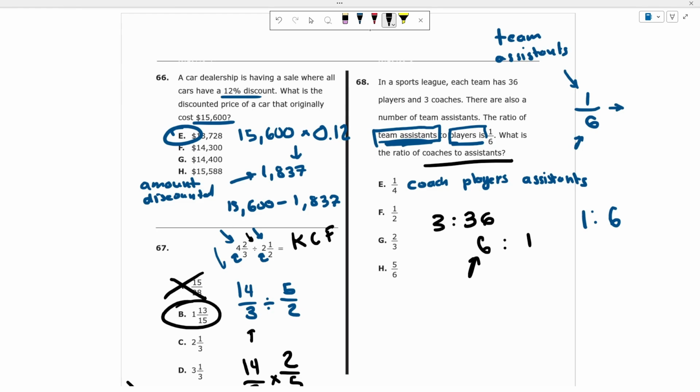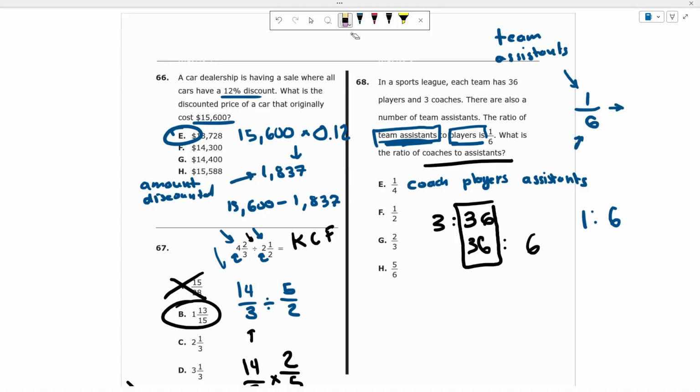If 3 coaches constitutes 36 players, I want to know how many assistants also contributes to 36 players. So I want to convert this 6 to 1 into something that has 36 here. So I can actually multiply both of these sides of the ratio by 6, and I'm left with 36 to 6. So when I have 36 players, I have 6 assistants. When I have 36 players, I have 3 coaches. So because this middle value of players is the same, because these two different ratios have the same relationship to players, I can now compare coaches and assistants, right?